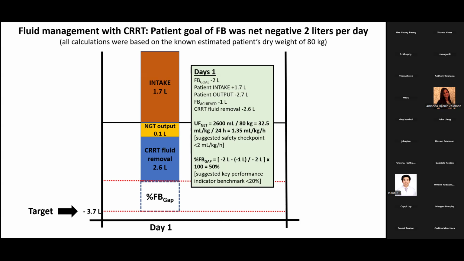So that means in this case, we wanted the patient to be negative 2 liters. We didn't achieve that. The patient was only 1 liter negative at the end of that day. So we're 50% away from our goal, right? So, and why this is important? Because this parameter of the gap in your prescription and what's happening with the patient in terms of fluid balance also has an important relationship with mortality.